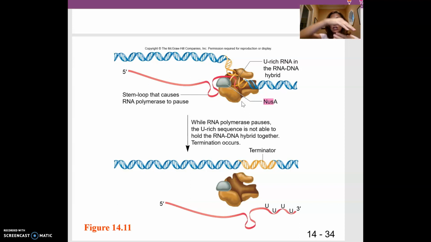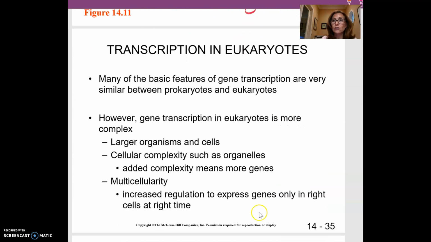uracils are made, if you remember back to base pairing, C's and G's have 3 hydrogen bonds, all right? While hydrogen bonds aren't very strong, that's still stronger than the 2 hydrogen bonds that you get between AT or AU. So NusA helps put pressure on the RNA polymerase along with this stem loop that also occurs in the sequence, and that causes the new RNA to peel off.